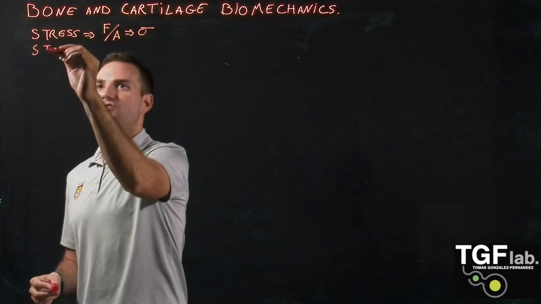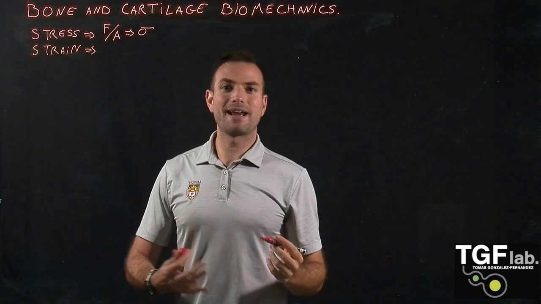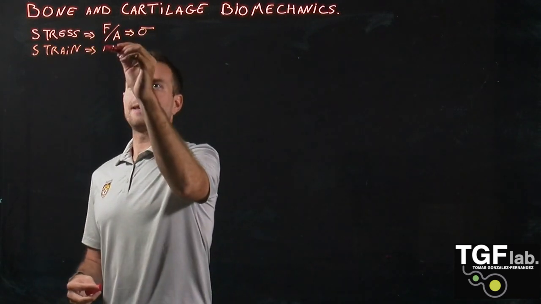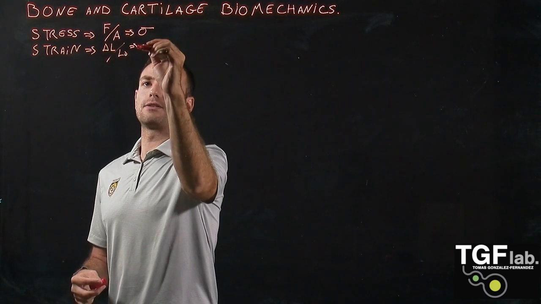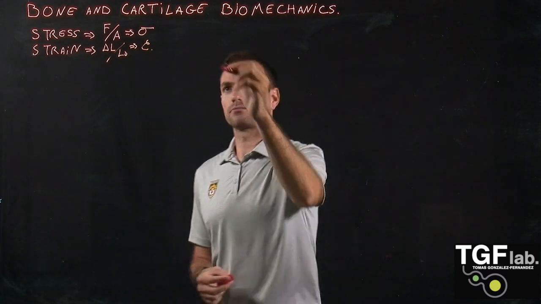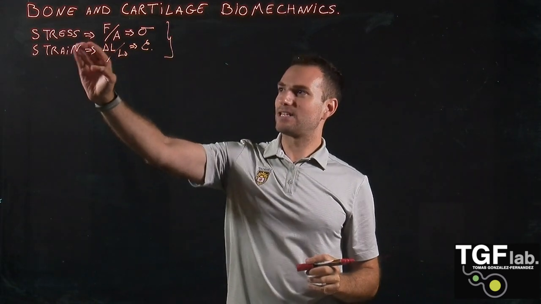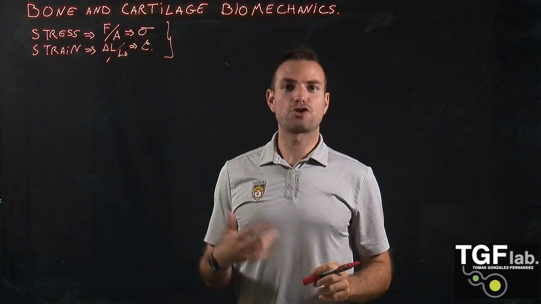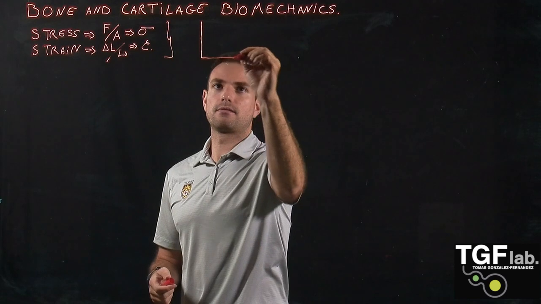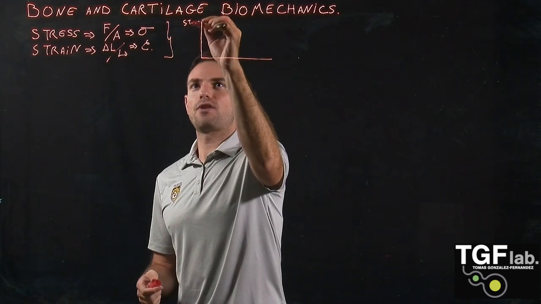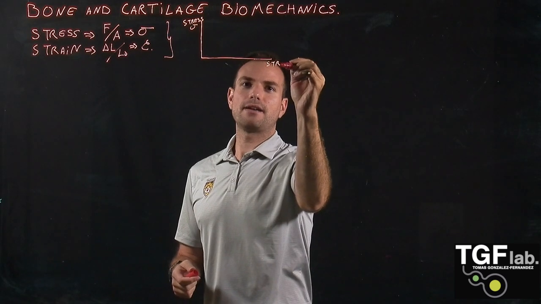And then we have the strain. The strain is a measurement of deformation, so it is the change in length, and it's going to be represented here. We can represent the stress and the strain together in a stress-strain graph. So here we'll have the stress, and then here we'll have the strain.